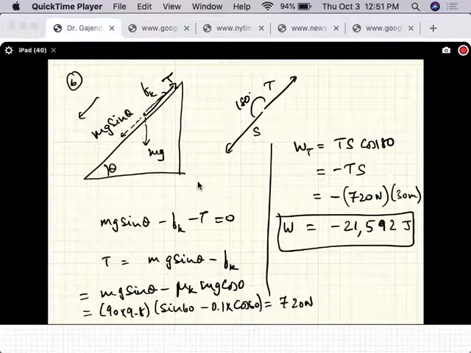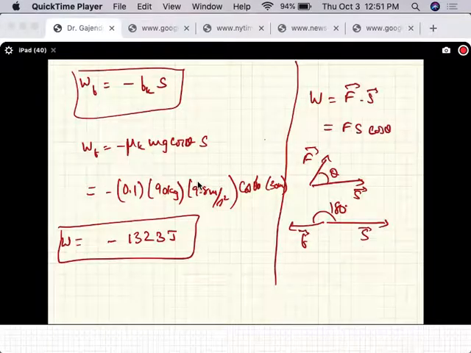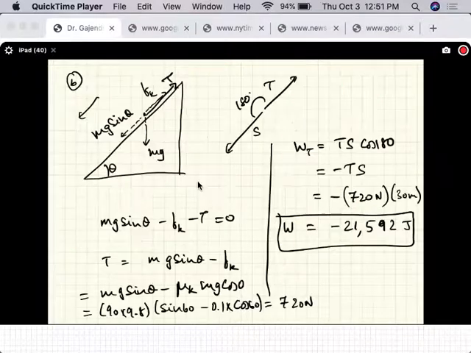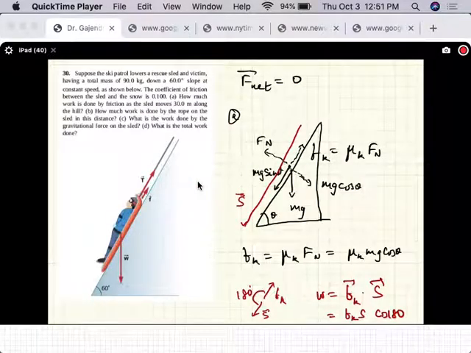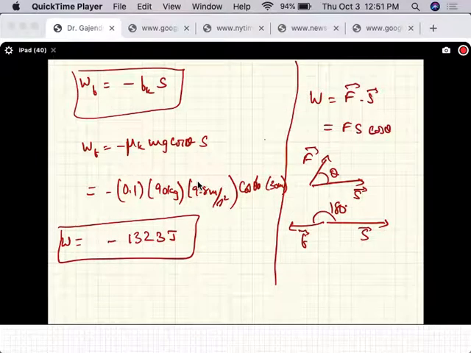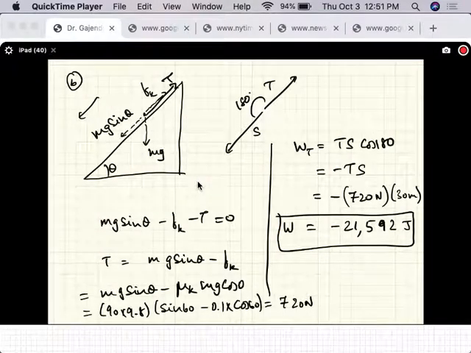So the work done by the tension in the rope is minus 21,000 joules. Now compare this to the work done by friction, which is 1,300 joules. So friction is doing only about 5% of the work that tension is doing. So the fire rescue guy is doing all the work. Okay? And you're doing negative work because you're slowing him down. You're braking him, you're gently bringing him down. All right.